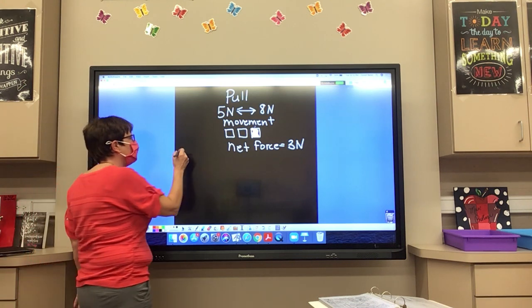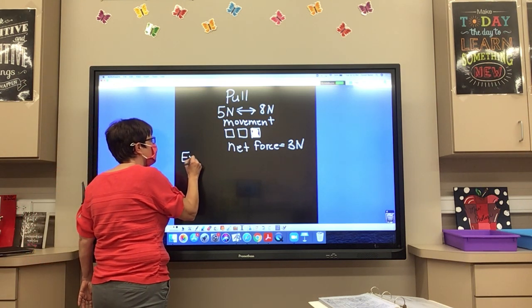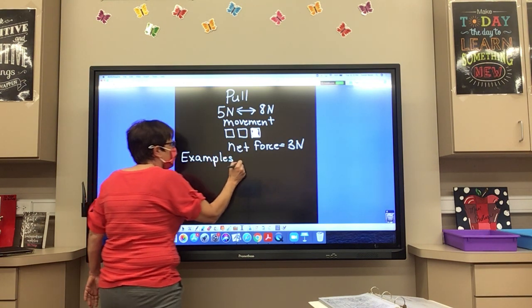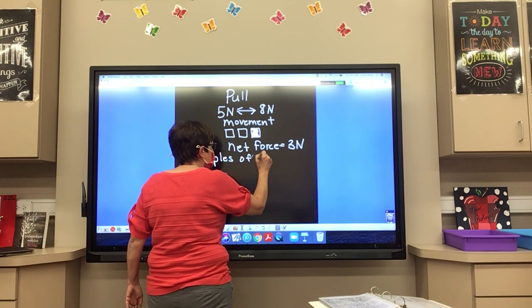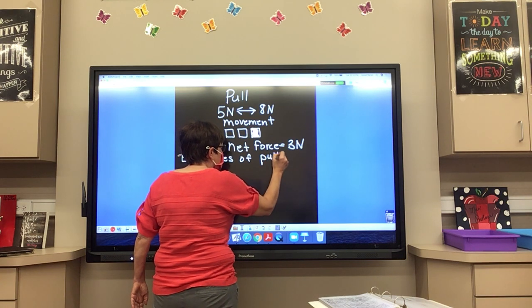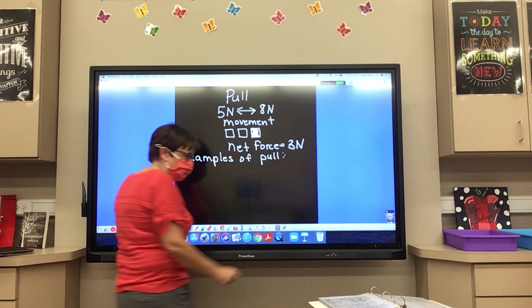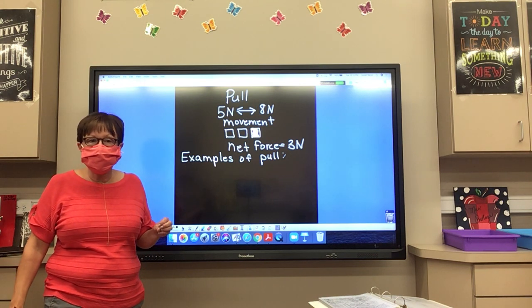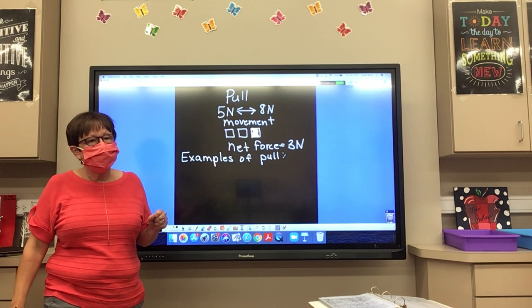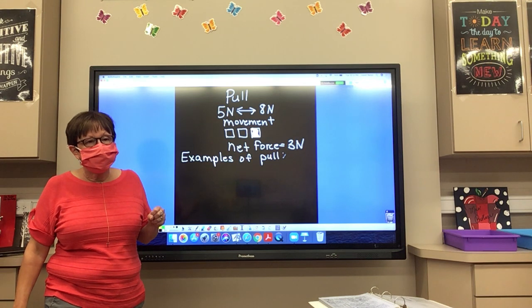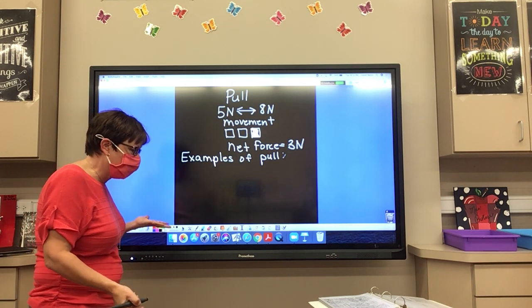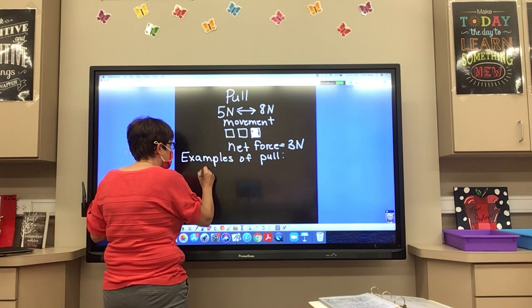And so examples of pull, they're doing it in the picture. What are they doing in the picture? Hector, what are they doing in that picture? Pulling a wagon? Yes, you pull a wagon. So pulling a wagon.